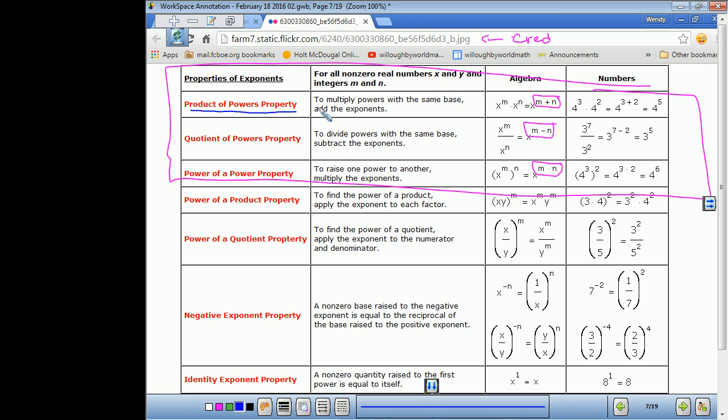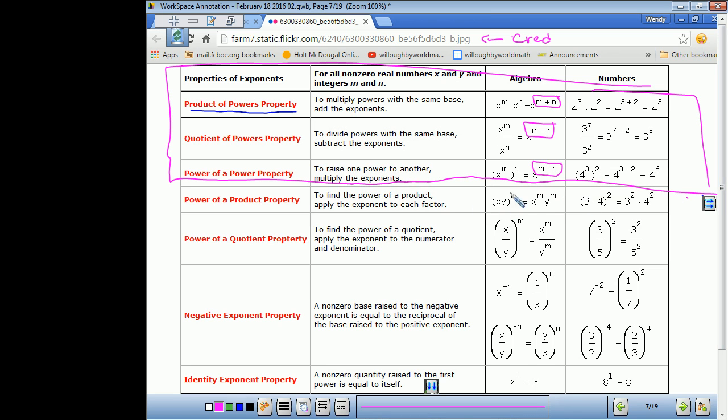Remember our properties. Product of powers. When you're multiplying like bases, what do you do with the exponents? Add them. Quotient. When you divide like bases, you subtract the exponents. If we have a power that's being raised to a power, what do we do? We multiply. Now these are our three big ones, which is why I have them boxed. These are the most important for what we're doing now. But we know all these others are also true.